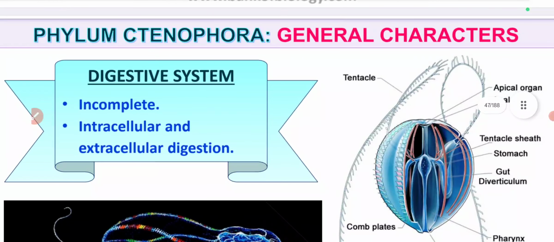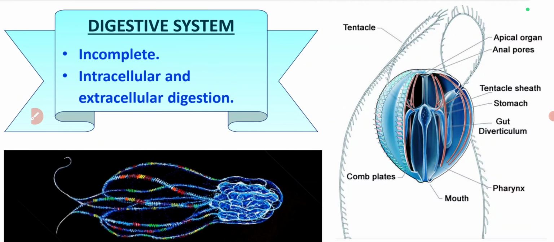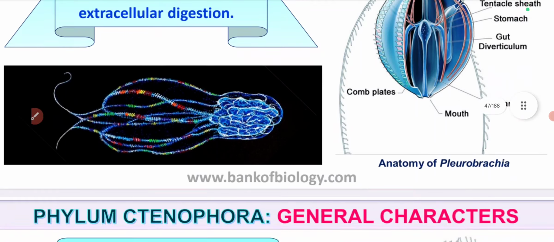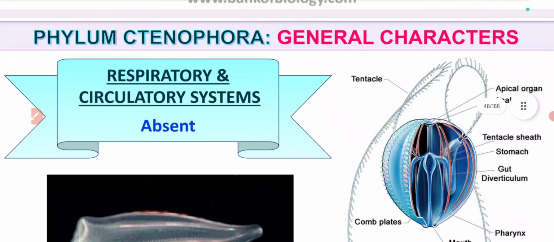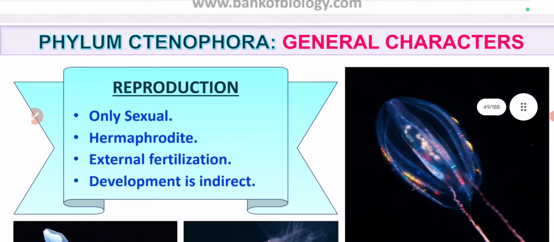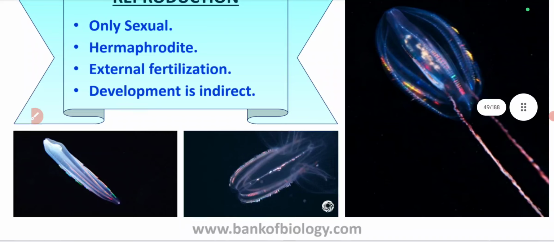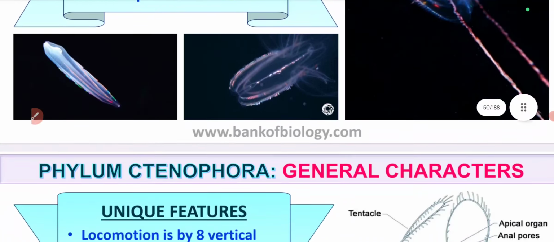General characters: digestive system incomplete, with intracellular and extracellular digestion. Next, respiratory and circulatory systems are absent. Reproduction: only the sexual mode of reproduction. Hermaphrodite means bisexual. Fertilization is external, meaning outside of the body, and development is indirect, meaning no parental care is found.